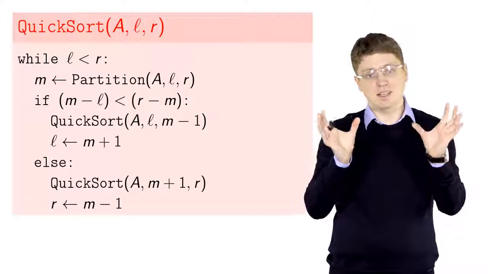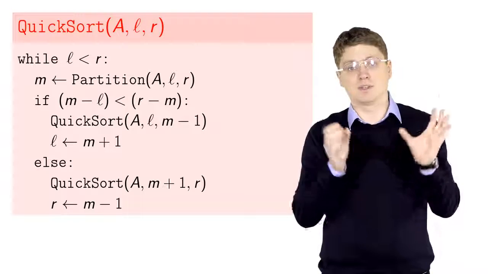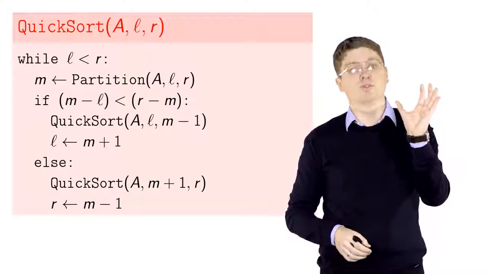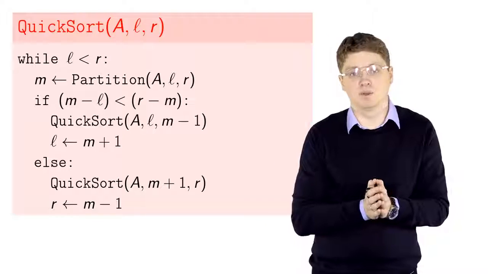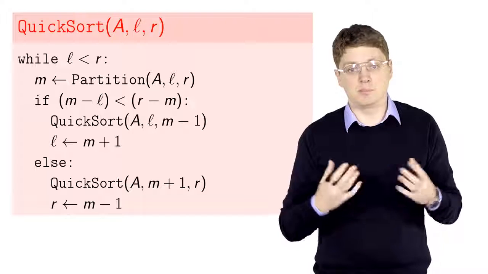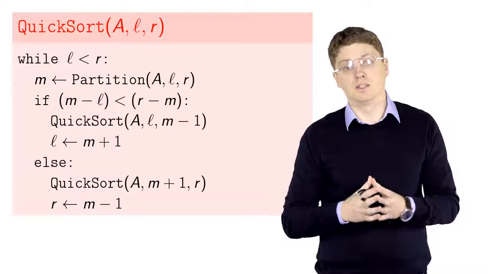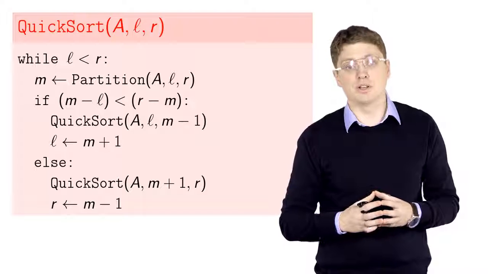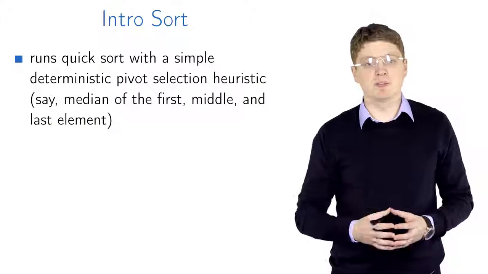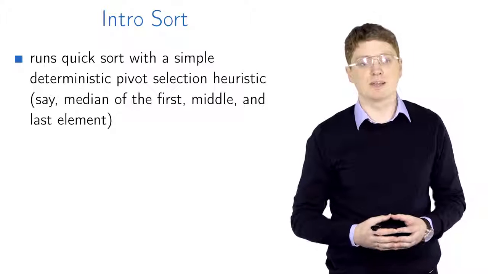In the other case, when the right part is shorter, we make the recursive call for this part, and instead of making the recursive call for this part, we just update the value of R. Right? So overall, this gives us an implementation of the quicksort algorithm, which uses, in the worst case, an additional logarithmic space. So the next implementation issue concerns the random bits used by our algorithm.